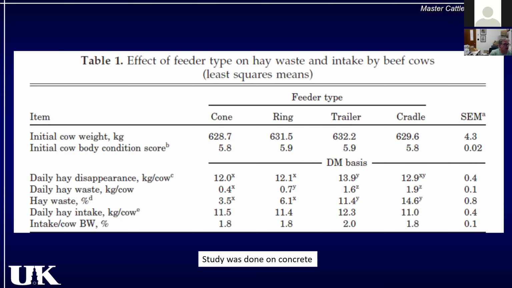You also want to look at intake per cow based on the body weight percentage. Basically, all these cows are eating 1.8%, rounded up to 2 if you want. So they're going to eat 2% of their body weight, and that's what they're going to do. But it's the design of the feeder that causes the waste, okay?